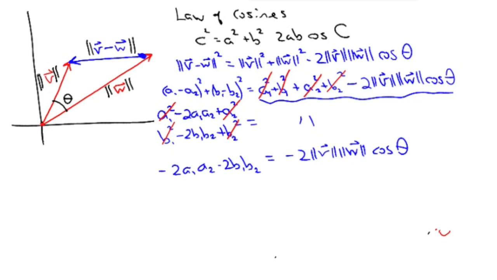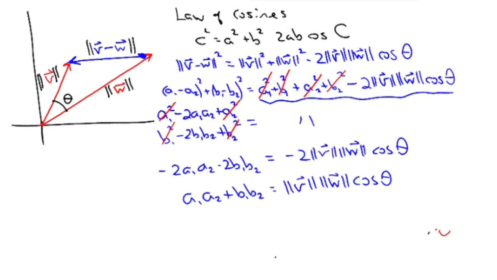Whew. How many terms are left? Three, on both sides, all three, right? What do they all have in common? A negative 2, get rid of it. So then you get A1 A2 plus B1 B2 is equal to the magnitude of V times the magnitude of W times the cosine of theta. Almost there. The hard part's over. Now recognition is the rest of it.